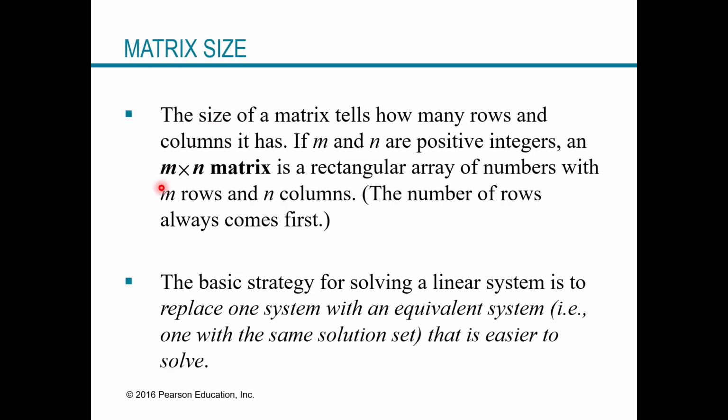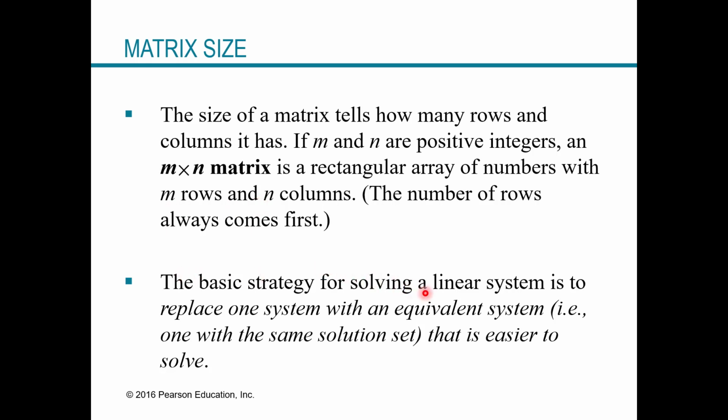And the size of the matrix, the way we would say it is it's an m by n matrix. M represents the rows and n represents the columns. So rows is always first. So if you have 3 rows in your matrix like we had, and then for our augmented one we had 4 columns, we would call that a 3 by 4 matrix.